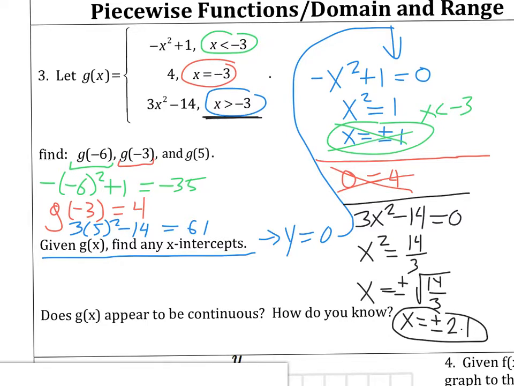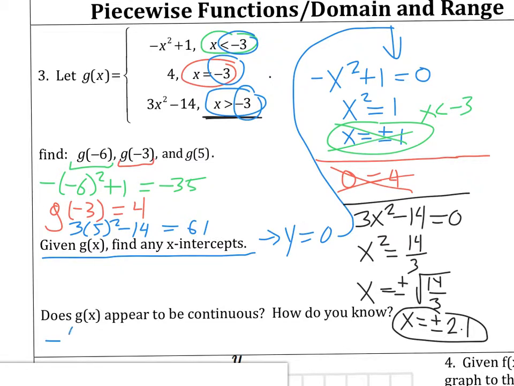Okay, as far as continuity goes, we're beginning to look at this just in terms of the numbers that we have here, basically plugging things in and seeing what happens. Our first break happens at negative 3. In fact, that's our only break. So let's plug things in.